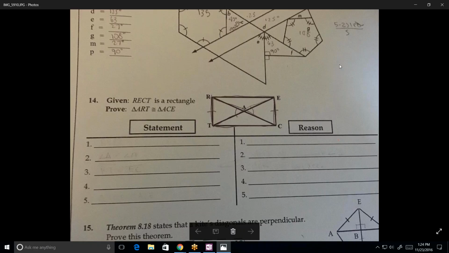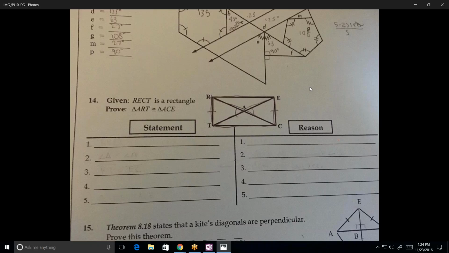All right, let's look at 14. What I want you to tell me before you give me a two-column proof is conceptually, how are you going to prove it? I could do either angle, side, angle, or angle, angle, side, maybe. Yeah, you got a lot of choices here.